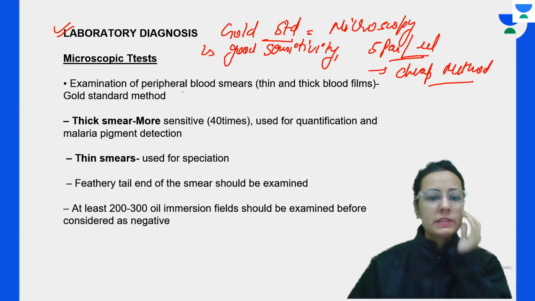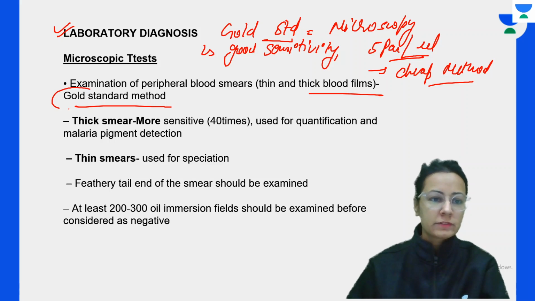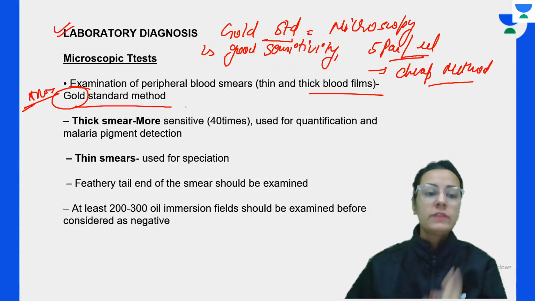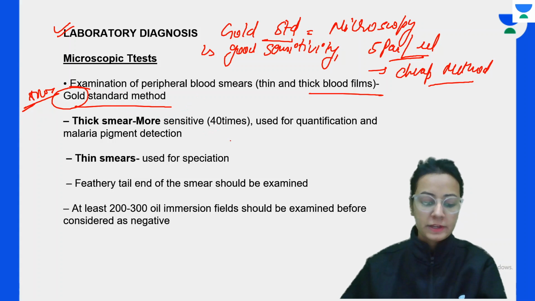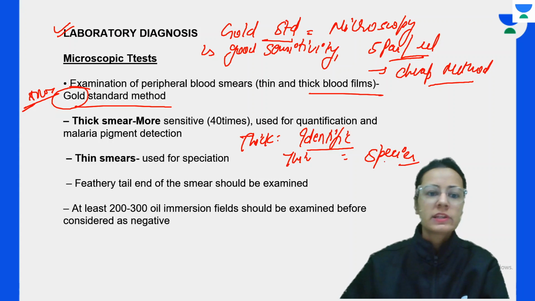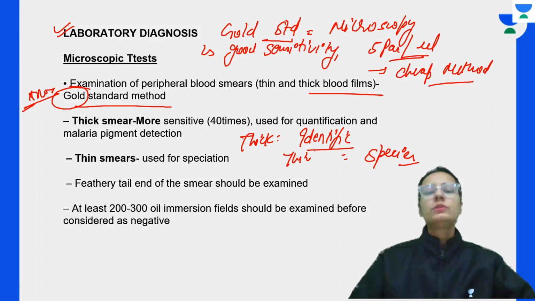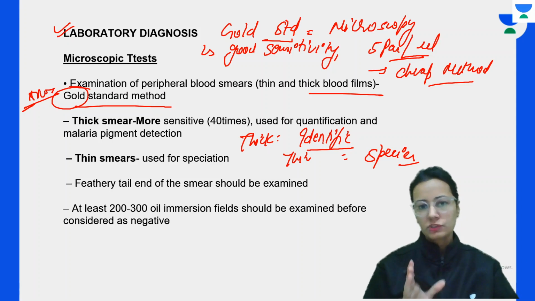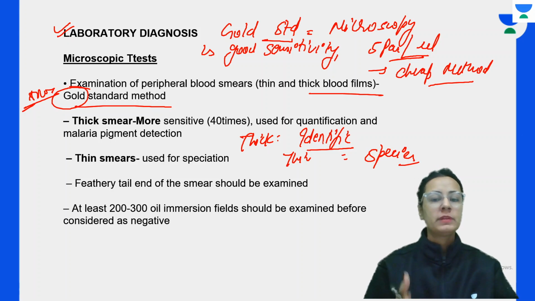Now, examination of the PBF, that is thin and thick blood films. Very important: microscopic tests are the gold standard methods for malaria. We have the thick smear and the thin smear. The thick smear is used for the identification of malaria, and the thin smear is used for species identification. The thick smear is used for detecting the malaria parasite, mainly just for the identification of malaria.